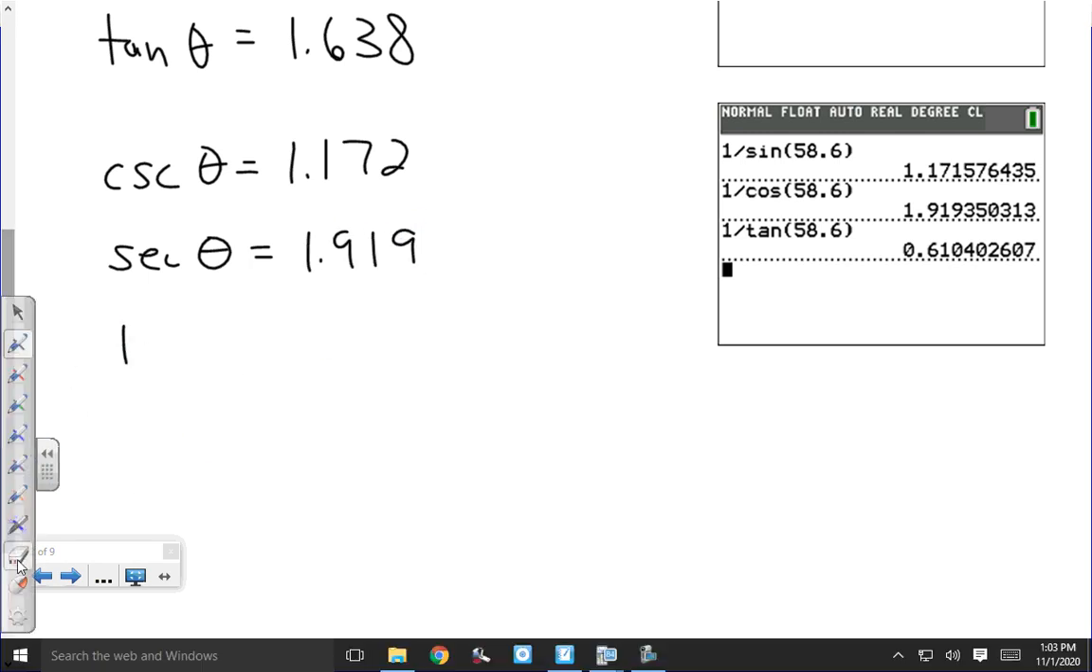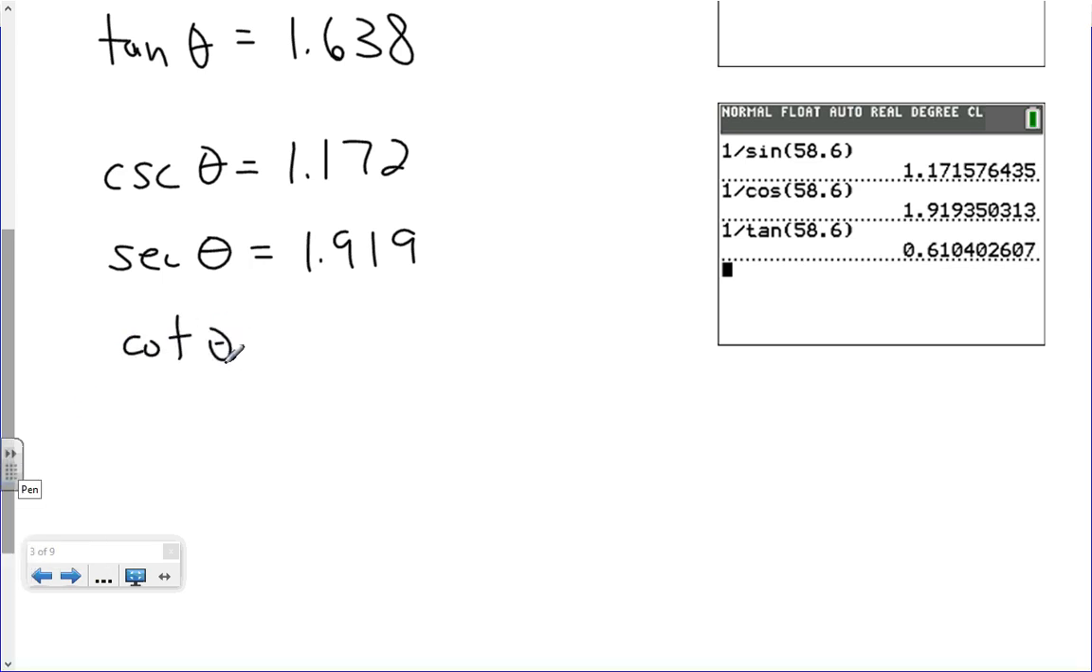cotangent of theta, or cotangent of 58.6, was 0.610. There we go. There are our 6 trig functions evaluated at 58.6 degrees. Again, you have 3 of those buttons there on your calculator to evaluate those. And to evaluate the reciprocal, you take 1 divided by each of those to come up with the other 3 trig functions, since they are defined as reciprocals of these other 3.